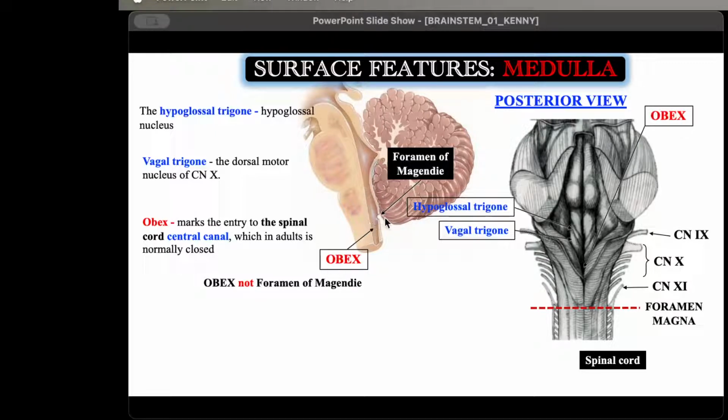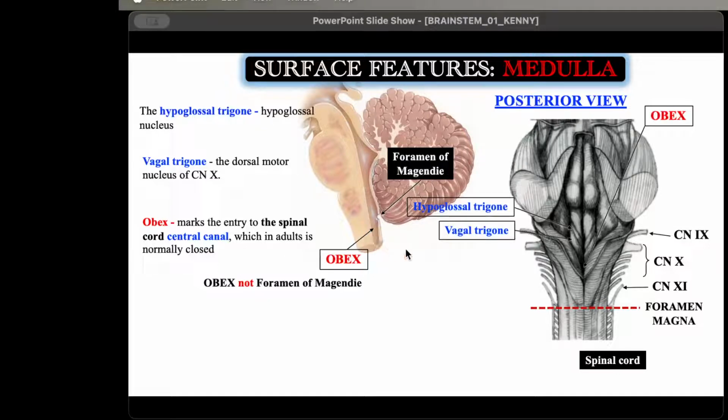And here is the foramen of Magendie. My point was, as you are moving from the ventricular system of the brain, like the fourth ventricle, the cerebrospinal fluid has to leave the ventricular system, so it will go through the median aperture of Magendie and the lateral apertures of Luschka, and then it has to go through the central canal of the spinal cord. How does it go there? It goes through the obex. So the obex acts as the opening.